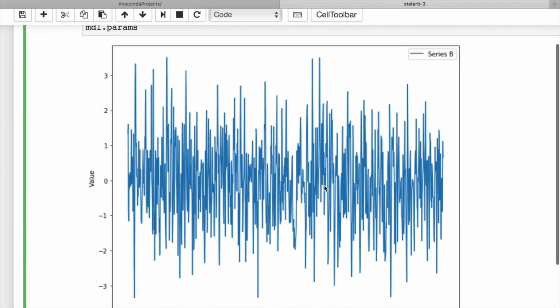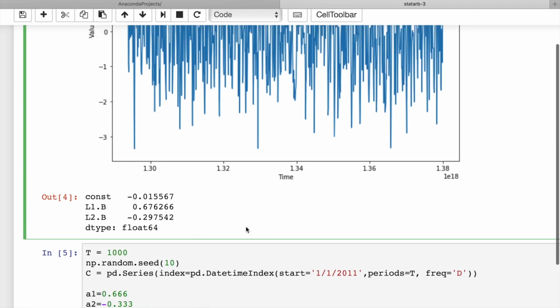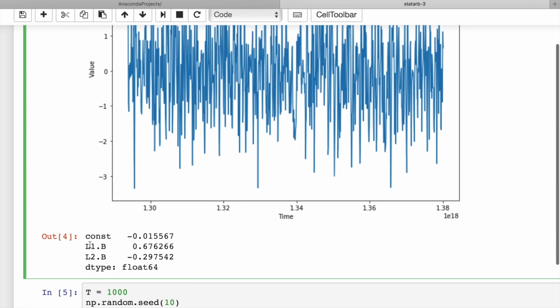As you see, it is a bit different from the chart we saw before. But if we apply autoregressive model to this chart, we'll get the following alpha coefficients. Alpha 1 equals 0.676, which is a little bit closer to alpha 1 we defined, and alpha 2 equals minus 0.297, which is also very close to alpha 2 we defined.